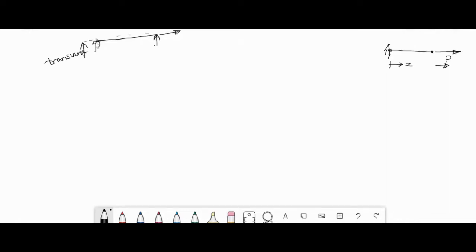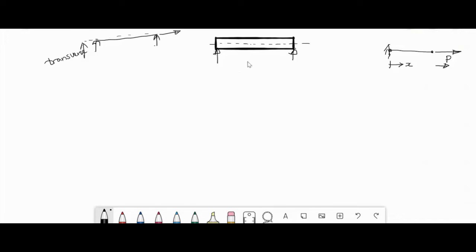So you take the beam like this, and this is the center line. The transverse load is acting perpendicular to the center line. The beam is called a beam when it is sufficiently long when compared to the lateral dimensions.